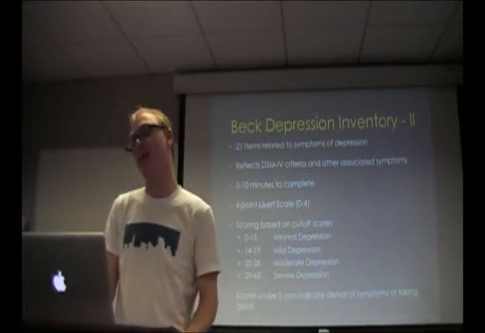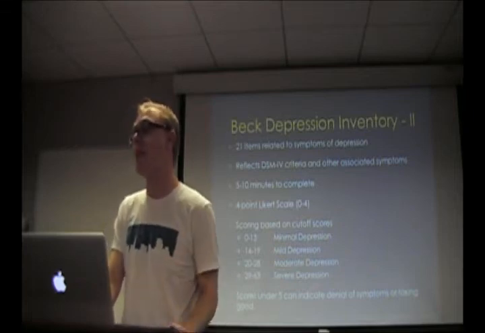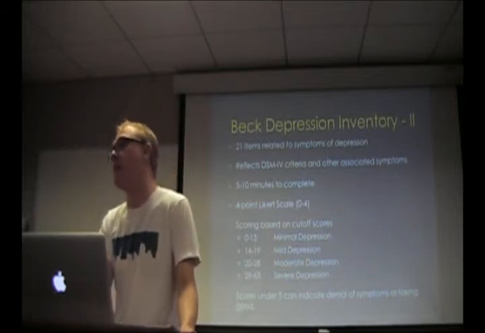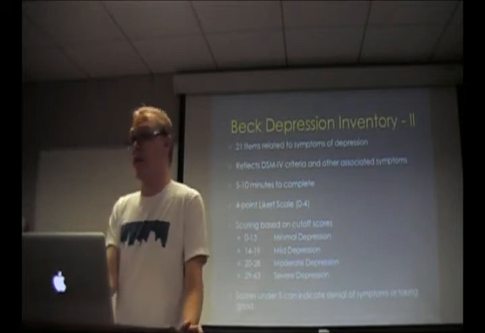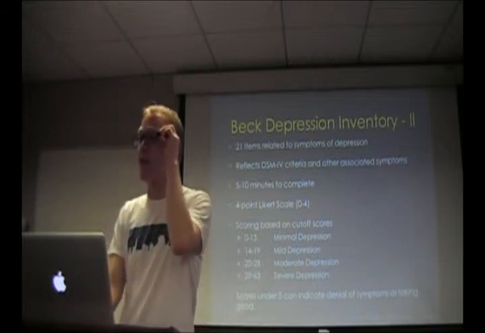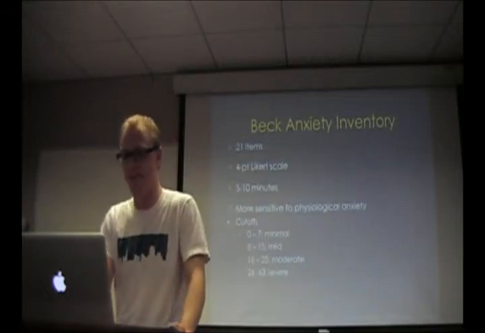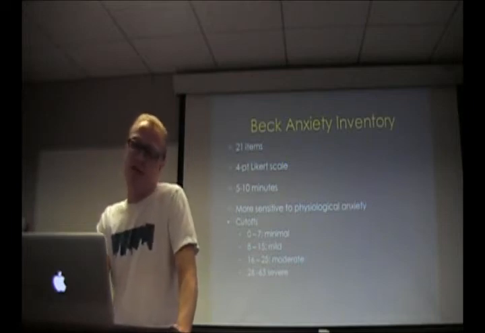So scores under 5 can indicate response things. If that comes up, you might want to go back and look at MMPI validity scales, for instance. Are they being defensive? Is this something about depression, or is it something about their general response strategy? The Beck Anxiety Inventory I find really annoying because it has different cutoff scores than the BDI.